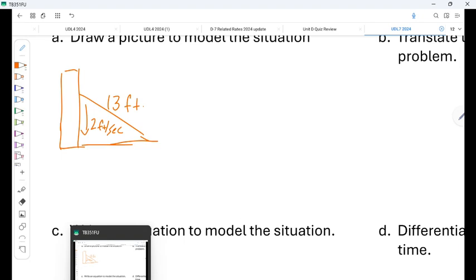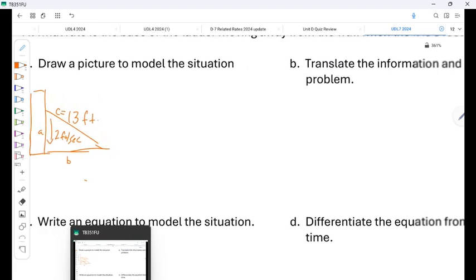Because we know that we are 5 feet from the base of the wall, but do we know how tall the ladder is? Or sorry, I did say how tall the ladder is, but do we know how tall up the wall we are? It is the Pythagorean theorem that's going to help us in this one. So I'm going to steal the letters from the Pythagorean theorem, and I'm going to label my wall A. I'm going to label my bottom B, and we'll call the ladder the hypotenuse C equals 13 feet.